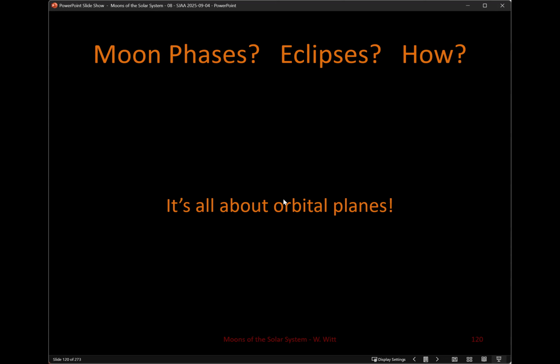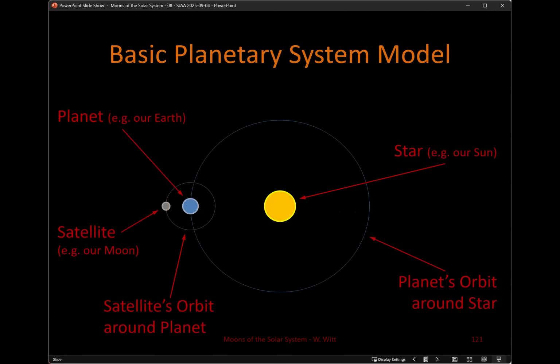Let's see a little more about how this is working, right? So why do we sometimes get these eclipses, even though most of the moon's phases, like half moon and all that, are just other effects? Well, it's all about orbital planes, right? And so here's our picture from before.